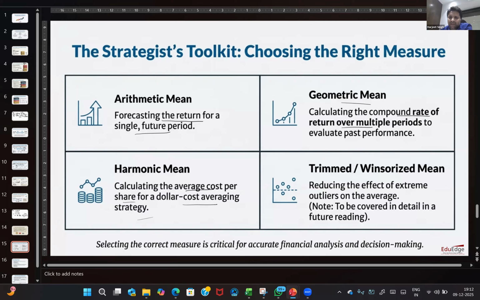And there's something called trimmed or Winsorized mean. That's removing the impact of extreme outliers, because generally when you take outliers, your mean, the average, gets affected.